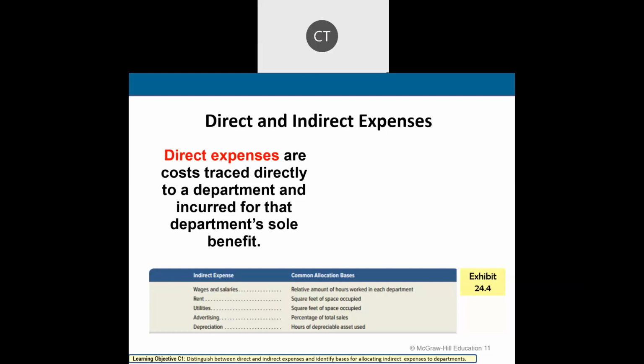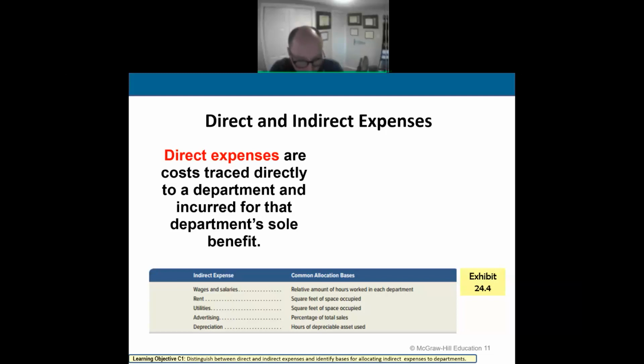Great. So I took the total amount of rent for the month, divided by the total square footage for the whole store. I got $2 a square foot. I multiply that $2 per square foot times the amount of square foot for the jewelry department. In this example, 5,000. Gives me a total rent for the month for the jewelry department of $10,000.